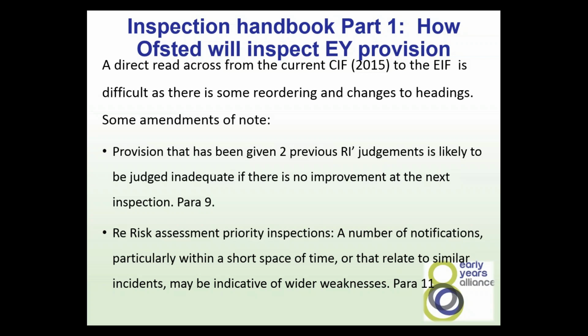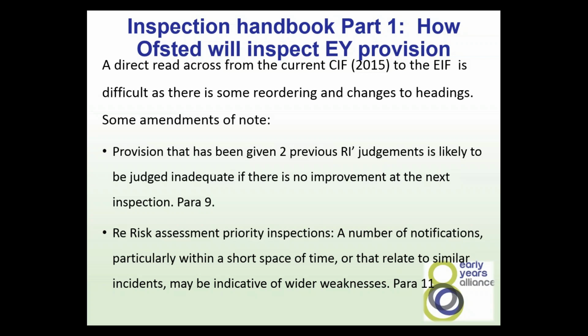You're aware that if a provider had 2 consecutive inspections judged as inadequate and judged inadequate at a subsequent third, then they can have their registration taken away. That has been slightly strengthened so that if provision has been given 2 previous requires improvements and is likely to be judged inadequate, again, if there's no improvement at the next inspection, then they can be judged as inadequate, which I think is an important change. But let's celebrate the fact that in Ofsted's last annual inspection, 96% of provision is currently judged as good or outstanding. So hopefully this is not a major consideration for our provision. And I do think this is about inspectors making a judgment of a setting's capacity and willingness to improve.